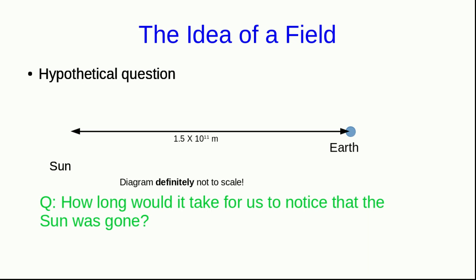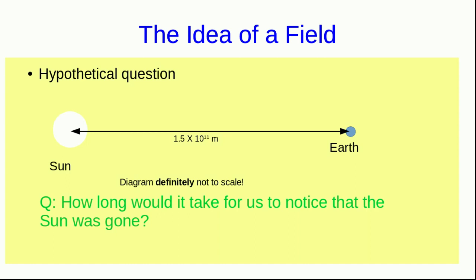The obvious answer that we would notice right away is in fact wrong, and you have to think about how we know the sun is there. The sun is interacting with us, and the main way we notice that the sun is interacting with us is that light arrives at the Earth. The sun, through shining, has filled all of space around it with light, and that light is streaming outward from the sun.